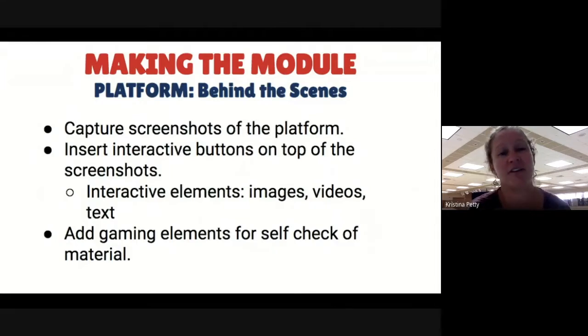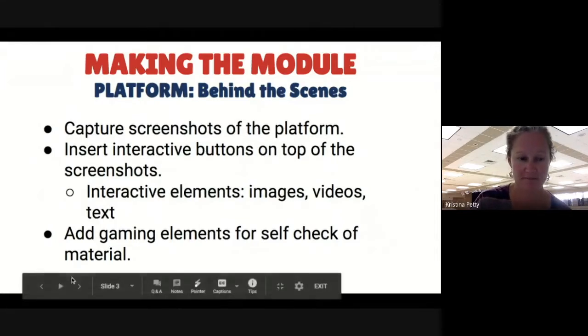Some of the interactive elements included images, videos, and text. And this allowed for a layering effect so that we could use a plus sign and then see what is underneath that layer if we were looking at that actual item on the platform. Another thing is you can add gaming elements for self-check. So that's what we did with both Seesaw and Google Classroom, is we took different games and allowed for you to ask yourself questions and then to check to see if you were progressing through the learning the way that you were supposed to be. That is how we made the platform.